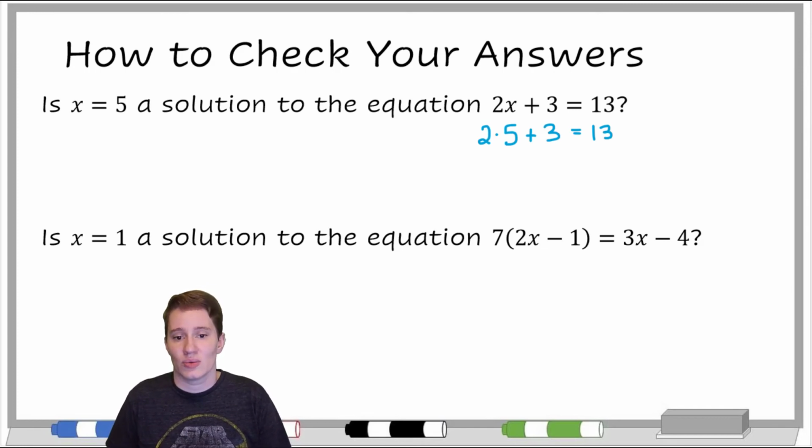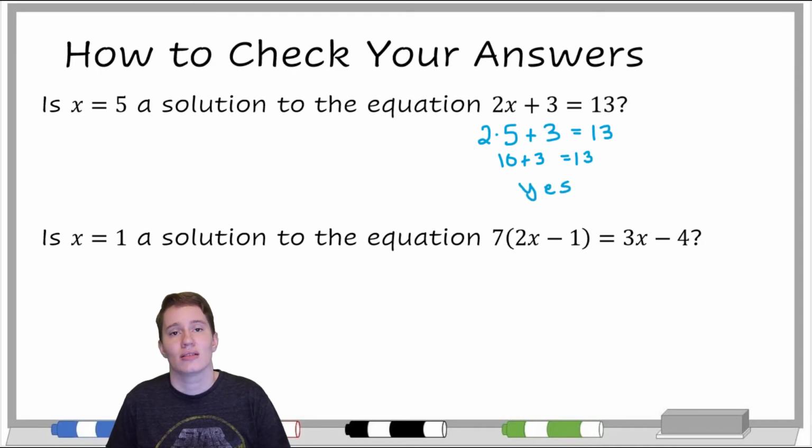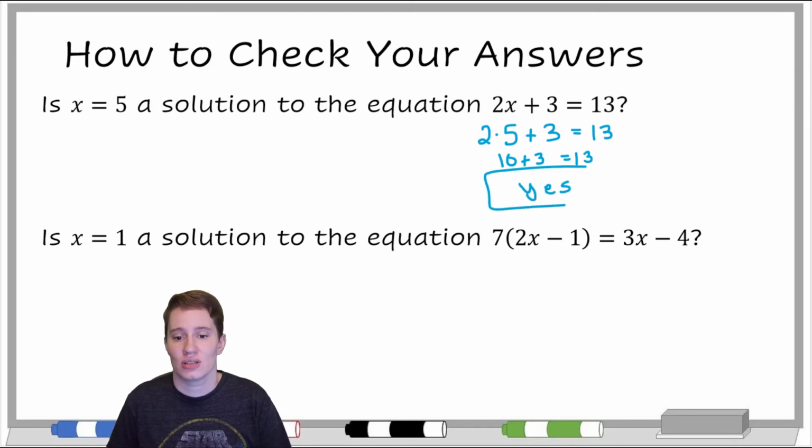And so we're going to work out the left side. 2 times 5 is 10, and then we've got 10 plus 3, which is 13. So yes, x equals 5 is a solution.